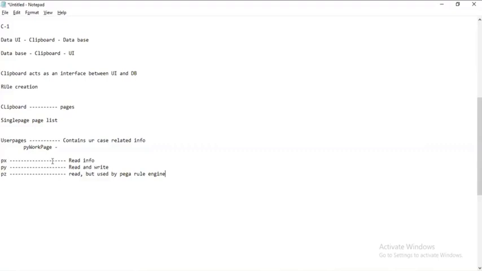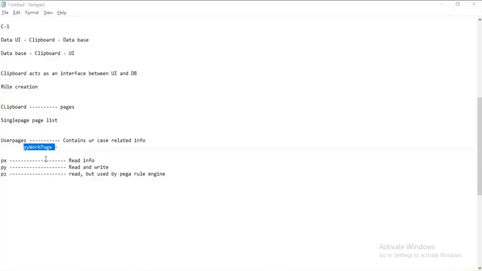Okay, what we have discussed today: we have discussed user pages, and what is in user pages. User pages contain your case-related information. It will be present on pyWorkPage, a primary page. Remember this one. You will be using this in your day-to-day life. Inside pyWorkPage you can find data that is related to your case.